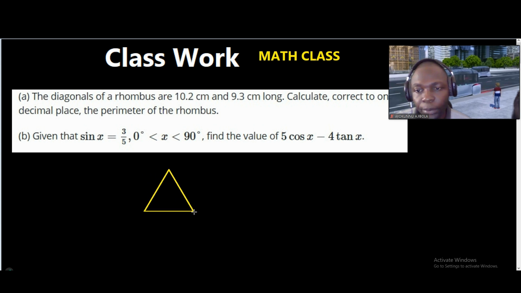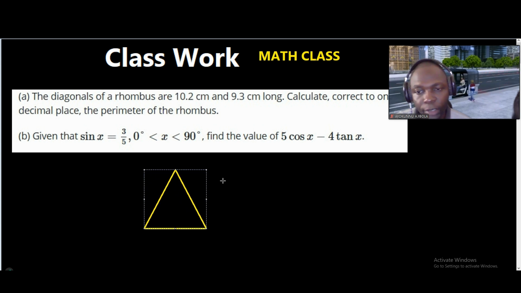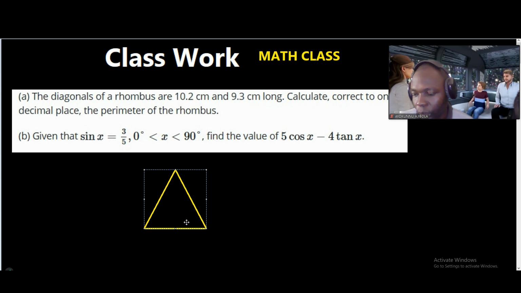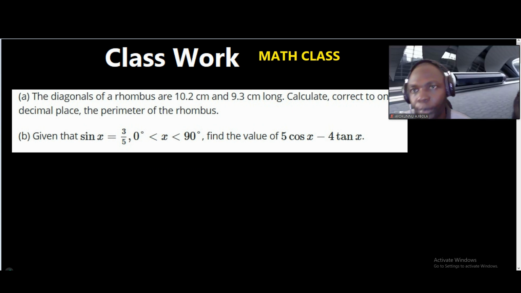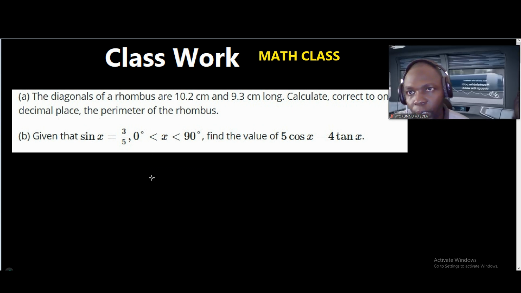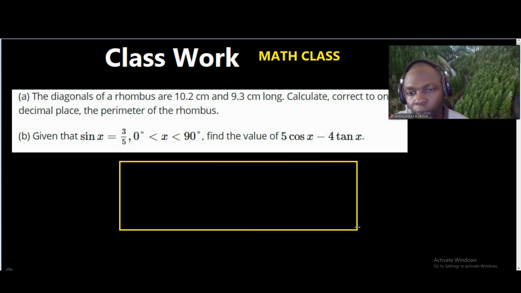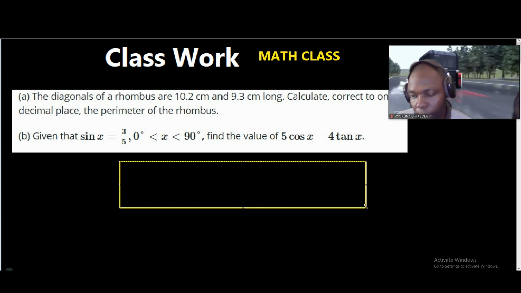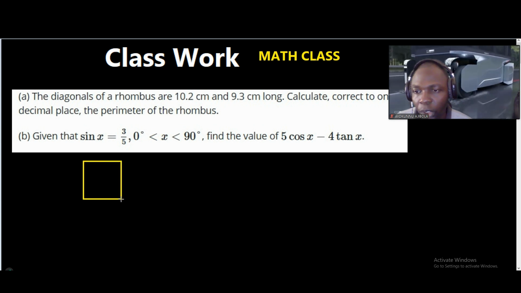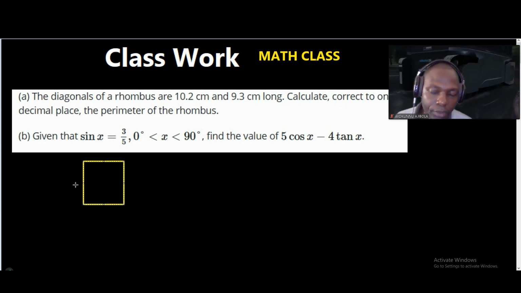Let's assume you want to find the perimeter of a triangle. You just have to add up all of the sides together. The three sides, you add them up. And if it's a square or a rectangle, you just add up all of the sides. That's the perimeter. So for a rhombus, it's like a square anyway, and all of the sides are equal.